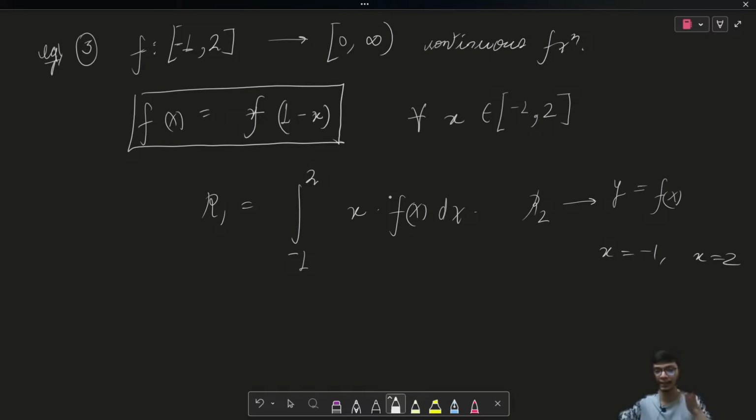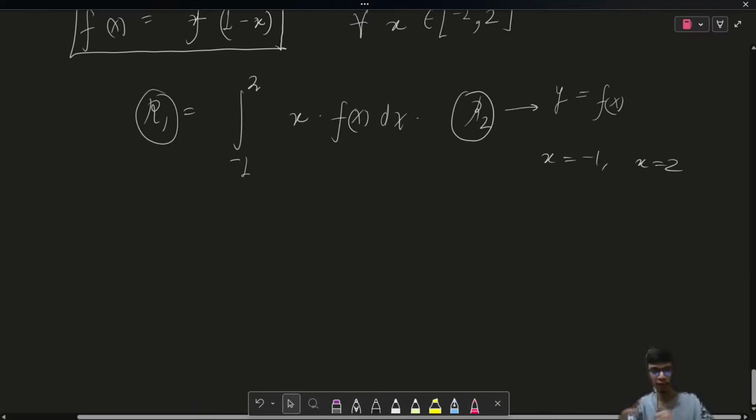Okay, then you have to find the relation between R1 and R2. Now these kinds of questions might be a little bit tricky in the beginning, but once you know the exact way to solve this question, or once you know the way to do curve sketching, or by simply using the definite integral properties, you can solve this question very easily. Let me show you how you will solve this question.